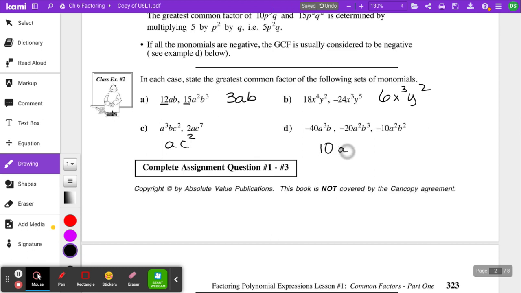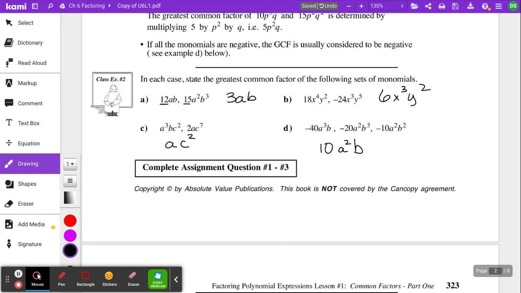A to what power? 2. B to what power? B to what power? 1. Right on. Owen, good job. There you go. Is this making sense to you?